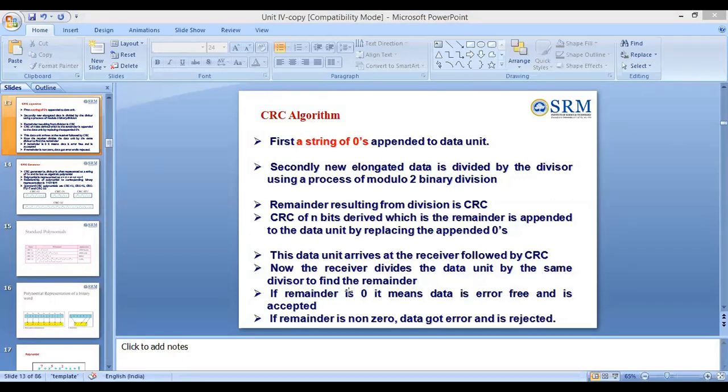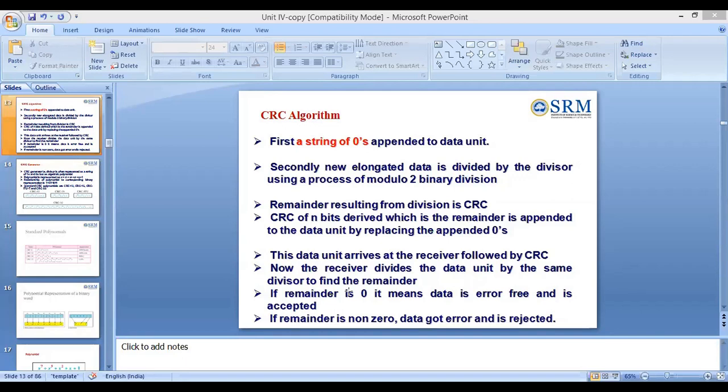So what you have to do is use a division mechanism here. The initial step is that you take this data here, and you have to add 3 zeros.